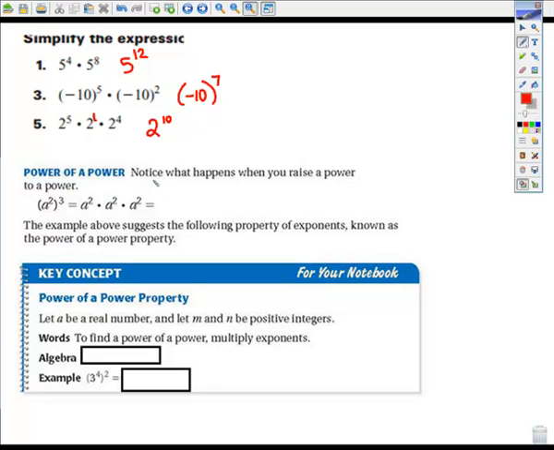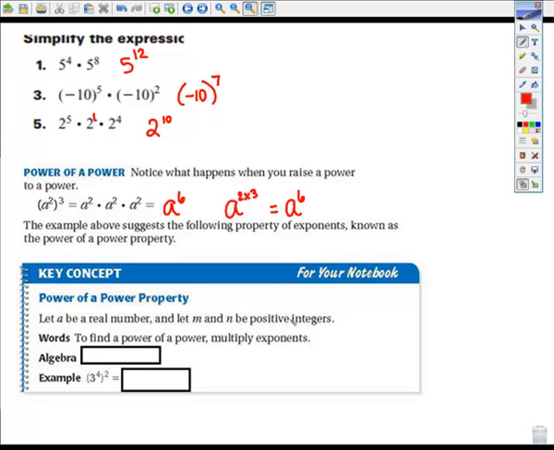Next we have another scenario. It says, notice what happens when you raise a power to a power. So we've got a to the second, to the power of 3. So this means we have 3 factors of a to the second. And if you look at this, now this takes us back to our product of powers. A to the second, a to the second, a to the second is a to the 6th. So in other words, all we're doing is a to the 2 times 3. So that's where we're getting a to the 6th.